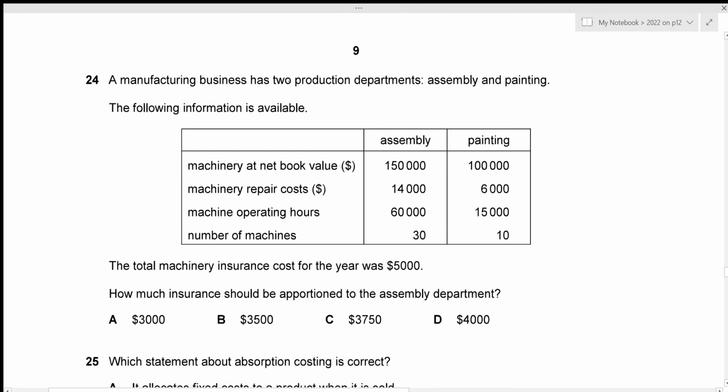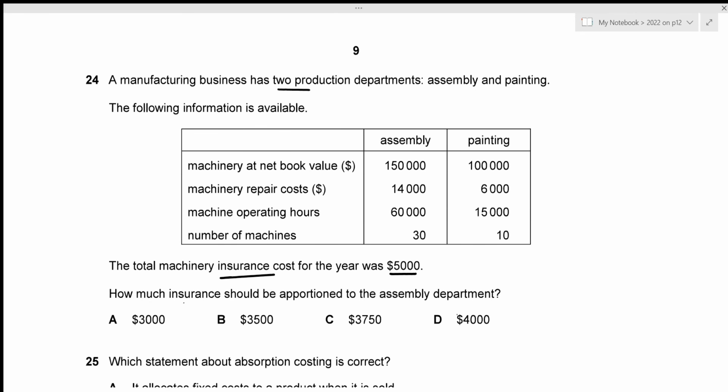A manufacturing business has 2 production departments, assembly and painting. The following information is available. We're given machinery at net book value, its repair cost, its operating hours, and the number of machines for each department. The total machinery insurance cost for the year was 5,000. We now need to figure out how much insurance should be apportioned to the assembly department.